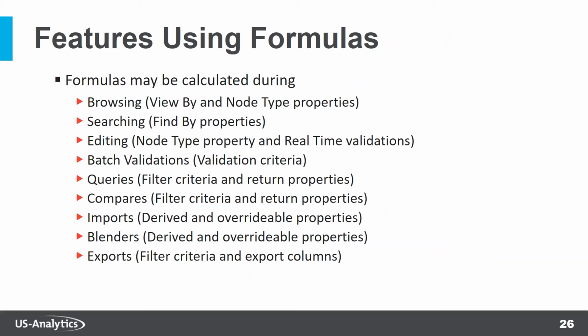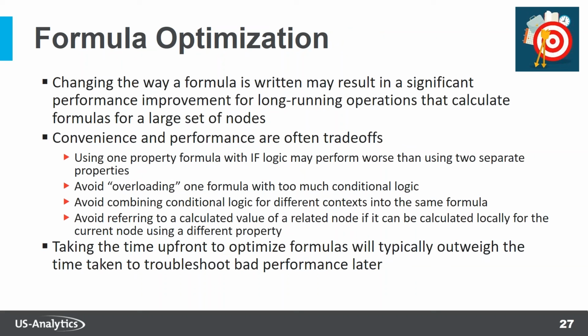The features using formulas. So in DRM, there's a lot of things that cause formulas to execute. If you're just browsing the database, everything's being calculated. If you're searching, if you're editing, if you're running an export, an import, all of these things cause formulas to calculate. So you can imagine you've got a lot of things calculating over and over again, calculating too many times, with a lot of this going on in parallel. These are going to be things that cause you scaling issues, performance issues. So it's good to understand what these things are that cause formulas to be calculated.